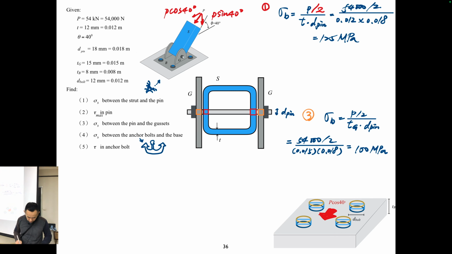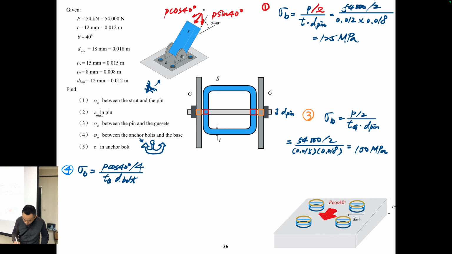So this is the fourth problem. Sorry, I tried to make it systematic, so I talk about bearing stress altogether. All right, so this is 4. The anchor bolt will stop the horizontal force. So sigma B is P cosine 40 degree divided by 4, right? Because you got 4 anchor bolts. And the bearing area for each anchor bolt is TB times D bolt. What does that mean? You see here, D bolt is the bolt width, and the thickness of the base is TB here. So this blue rectangle is TB times D bolt.